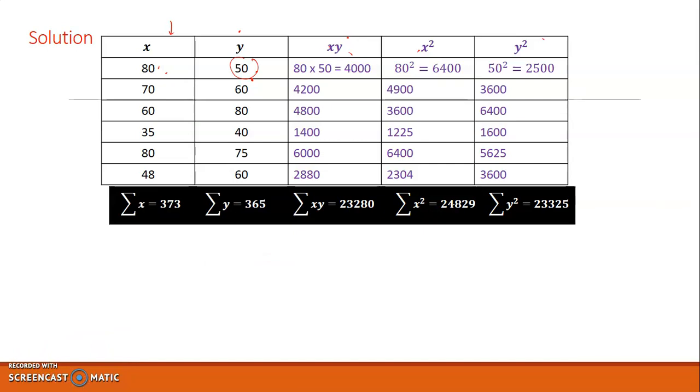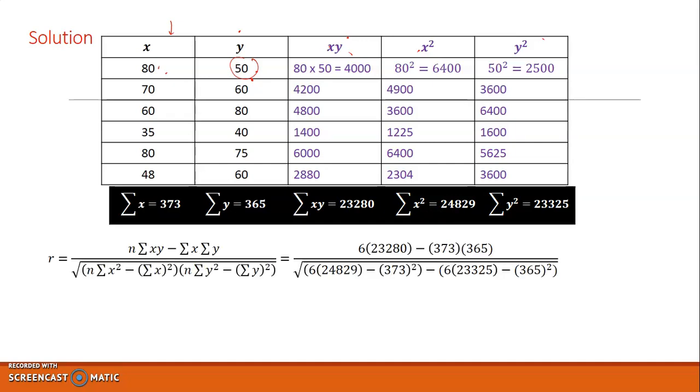Next step, substitute all values into the formula. This R formula, we have n here. n refers to the number of observations. For the observations, we have 1, 2, 3, 4, 5, 6. 6 observations, so n is 6. This one is total xy, so this is the column of xy. Total xy is 23280. Next, we have minus total x multiplied with total y. Total x is 373. Total y is 365.